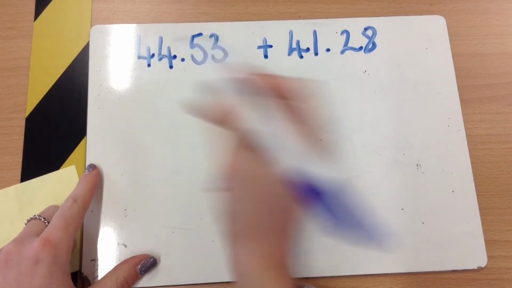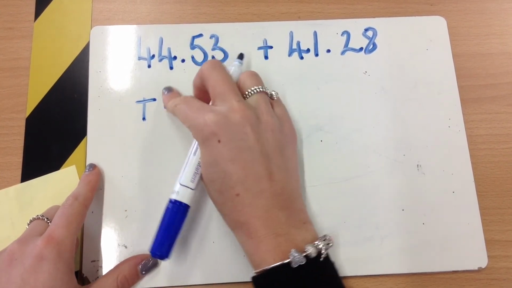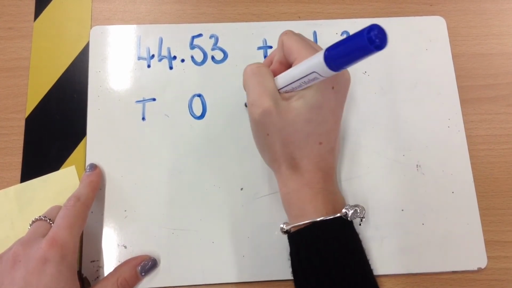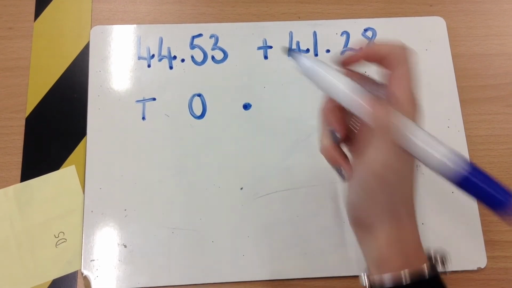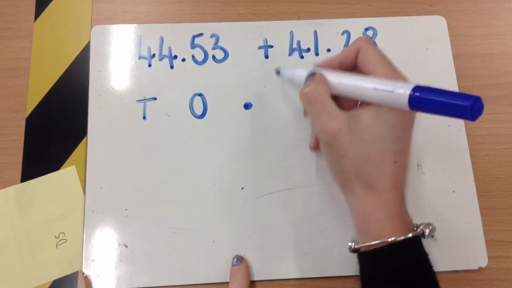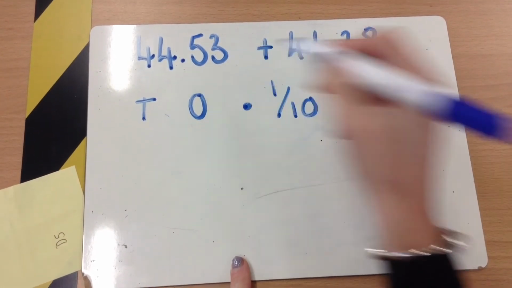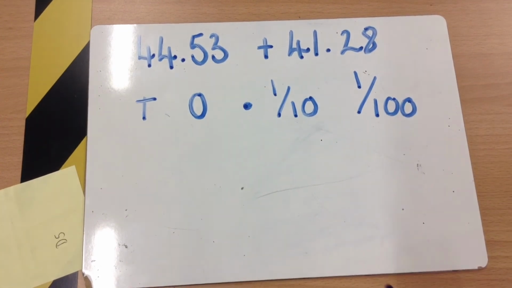So I've got my tens column, so I need a tens. Spread that out, a ones column. Now I've got my decimal point. It's really important that you give a whole column to your decimal point, as that will help you to remember it. Now we're moving past the decimal points. We're moving into our tenths and our hundredths as well. So I would suggest you draw that out today to help you.